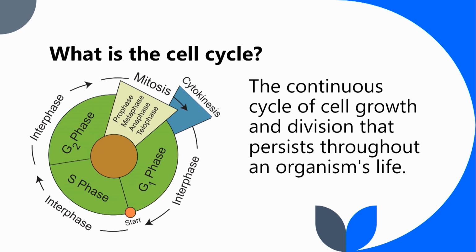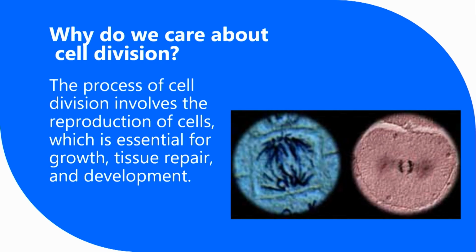Okay, so the cell cycle, this is how cells live their life basically, and it's how they divide and make more cells. So why is this important to us? Why do we care about the cell cycle? Well, this is the process of cell division that involves the reproduction of cells, which is essential for growth, tissue repair, and development. So let's take a second and think about what this is really saying.